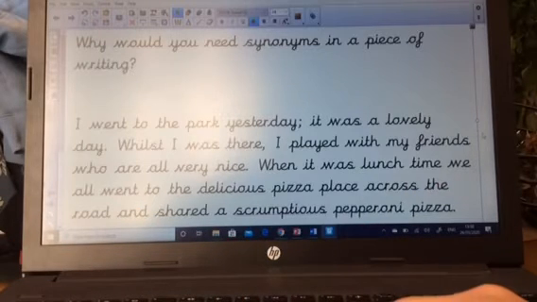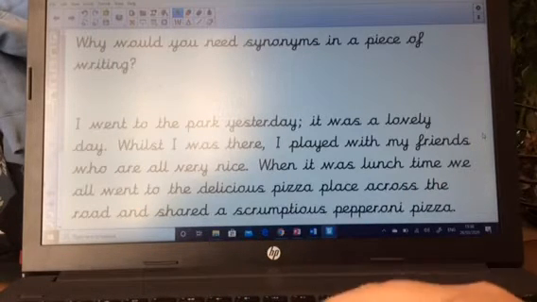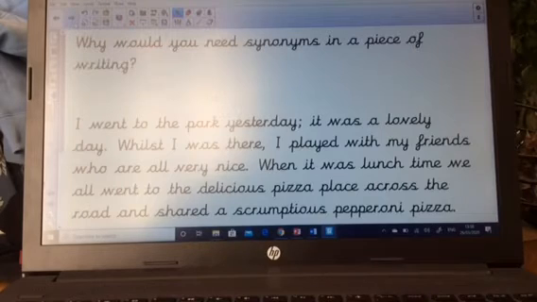So if we read that again, let's see if it's a bit more cohesive and a bit more interesting. So, I went to the park yesterday. It was a lovely day. Whilst I was there, I played with my friends who are all very nice. When it was lunchtime, we all went to the delicious pizza place across the road and shared a scrumptious pepperoni pizza. Can you see how that makes my text seem a little bit more interesting now?